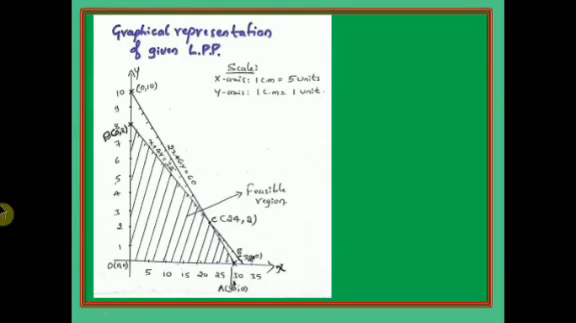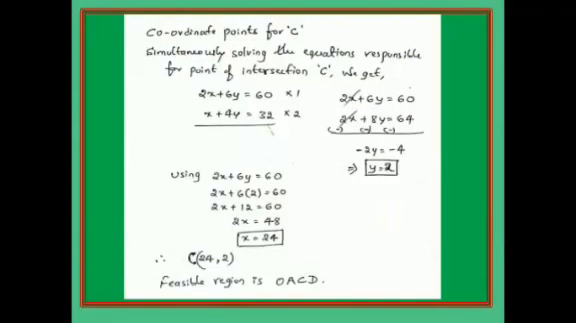See here: O, A, C and D. B was not at all included. B was separate, on this side, so it is not coming in the feasible region. That's why this B has not been included. O, A, C and D was the feasible region. So that's what is being mentioned here. Feasible region is OACD. Okay, next slide.